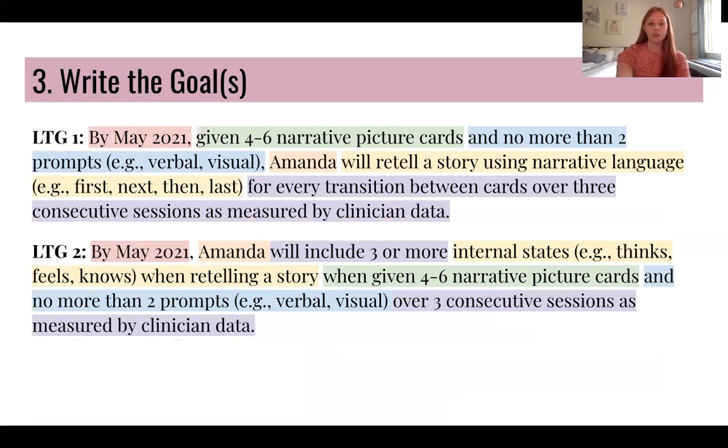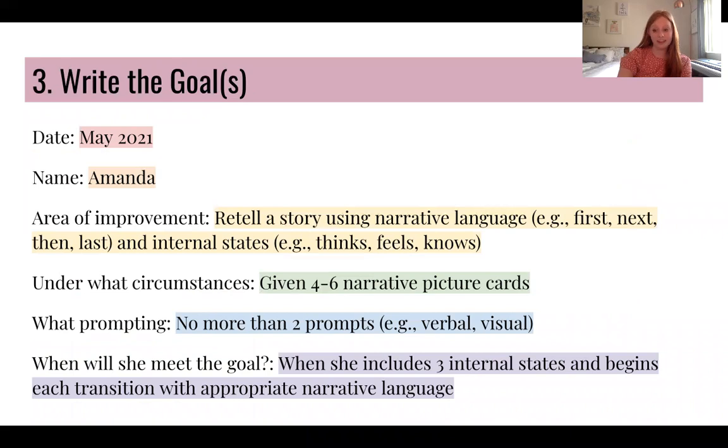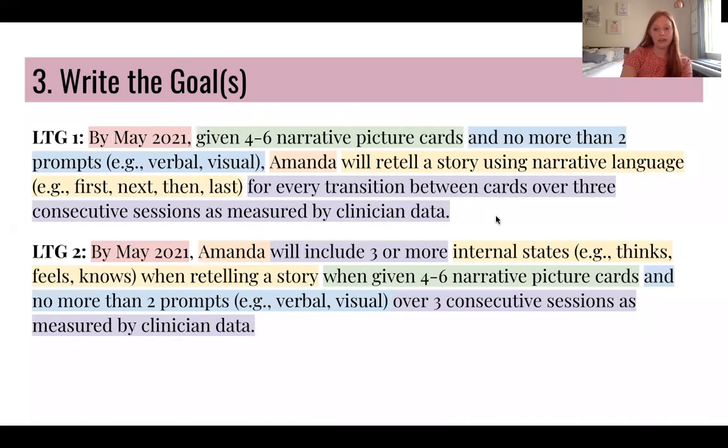Okay. So then what I did is I literally copy pasted this into this. And I wrote them in 2 different ways just to show you guys that it can be mixed up and still include all of the information. So here I have, by May 2021, given 4 to 6 narrative picture cards and no more than 2 prompts, example, verbal, visual, Amanda will retell a story using narrative language, example, first, next, then, last, for every transition between cards over 3 consecutive sessions as measured by clinician data.